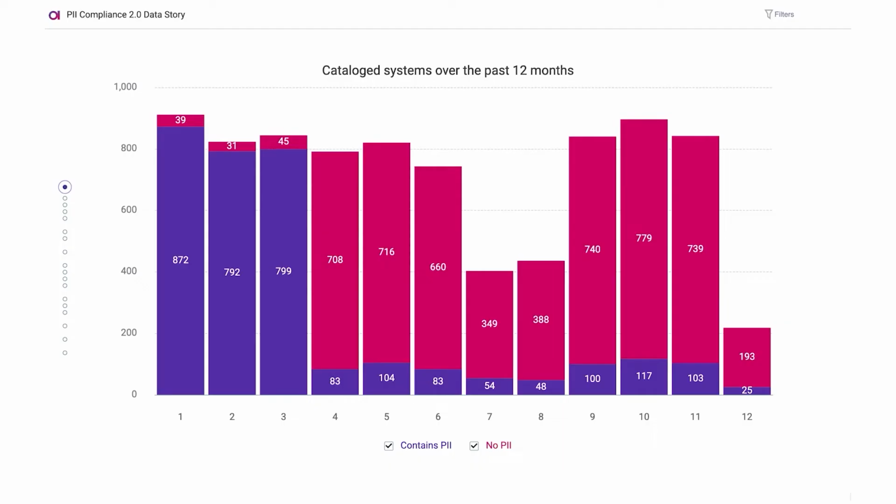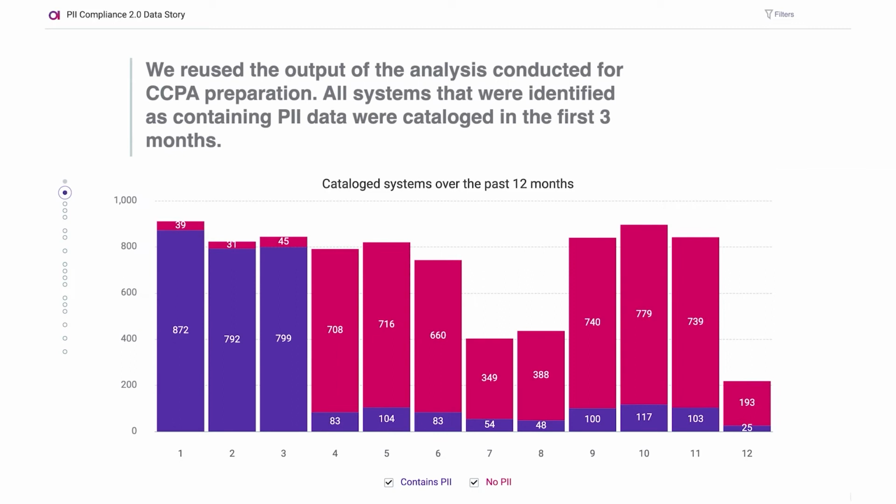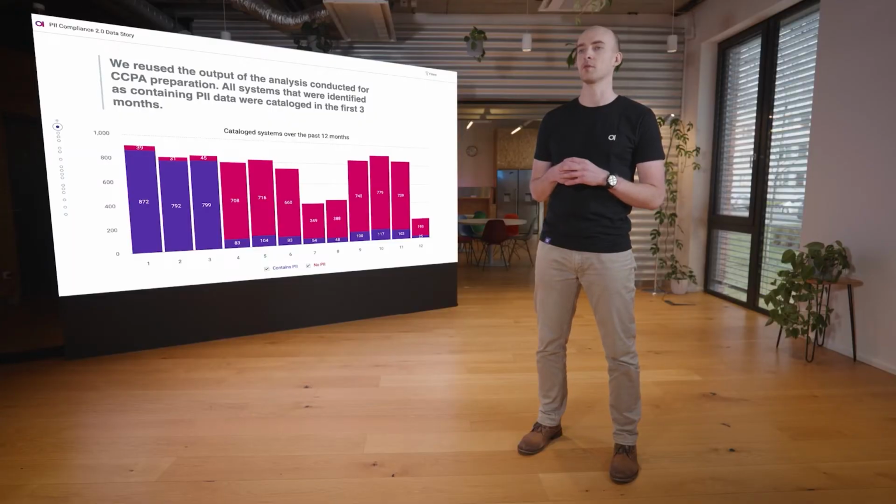On the first chart, you can see how the customer has been cataloging systems over time, and how many of the systems contain PII data. The majority of the systems with PII data have been cataloged in the first 3 months. This was thanks to the fact that the customer reused existing analysis conducted for a previous CCPA project. So they already had a list of systems with PII data and cataloged those first.